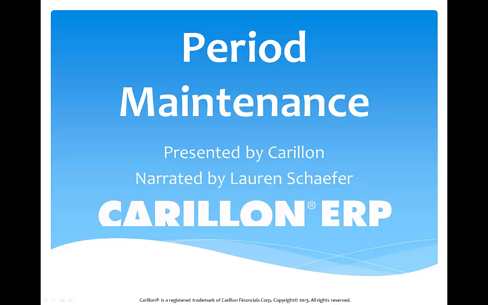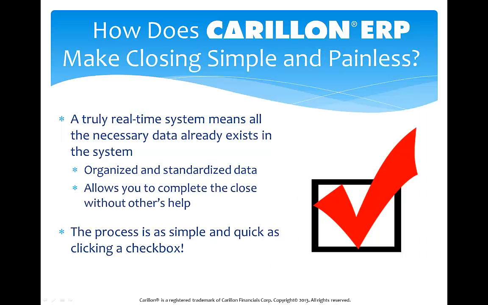Unlike your typical month or year-end close that takes time, effort, and money to accomplish, with Carillon ERP, the process is as simple as clicking a checkbox. Since Carillon ERP functions in real time, all of the data needed for closing has already been entered into the system. That means that all of your data, like journal entries, is standardized and organized. Financial reporting and review couldn't be easier.